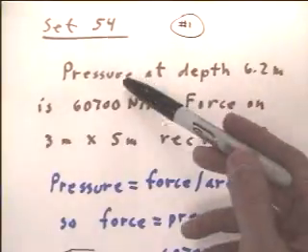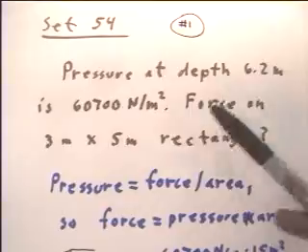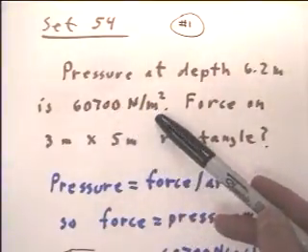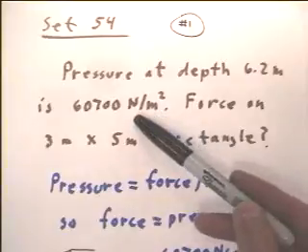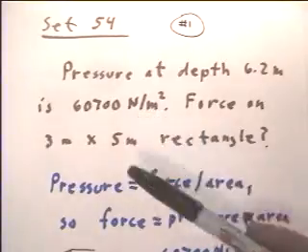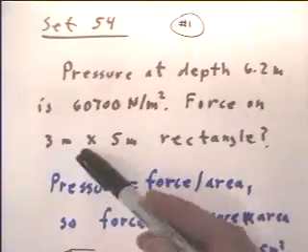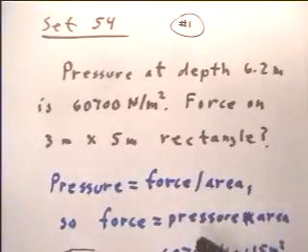But we have a pressure at a depth of 6.2 meters, and that pressure is 60,700 newtons per square meter, which could also be read as 60,700 pascals. We want to find the force on a 3 by 5 meter rectangle at that depth.